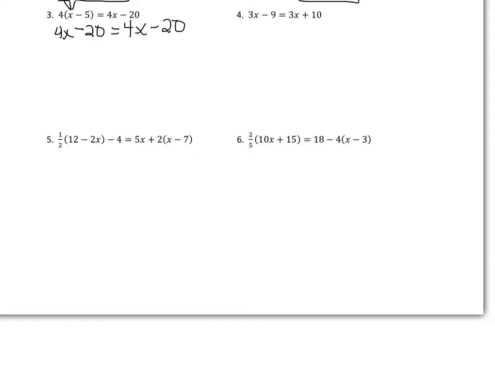Now, hopefully you might realize something right now, that both sides are exactly the same. Because there's something special that's going to happen here. We have a variable on both sides.